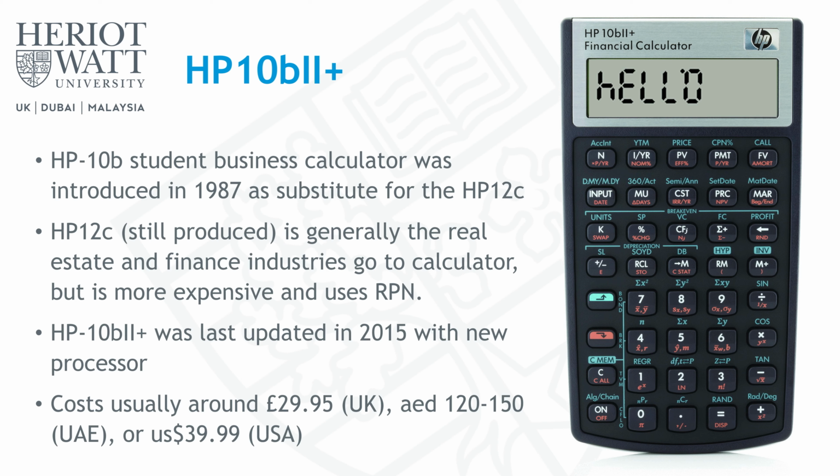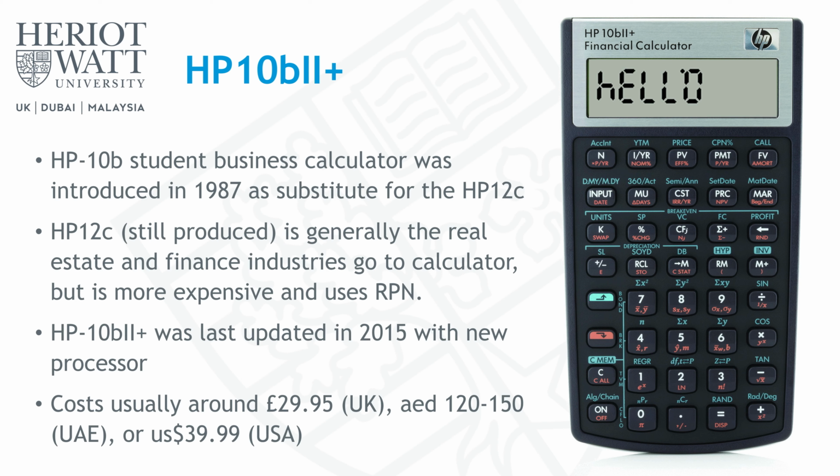It's much more common. It's great for introductory real estate courses, and it works for most things. And I have both a 12B and a 10B, and I use whichever one's more convenient at the time, but they both work great. The 10B Plus was last updated in 2015 with a new processor, therefore it's much faster than it used to be on solving some of the more complex things such as the internal rate of return.